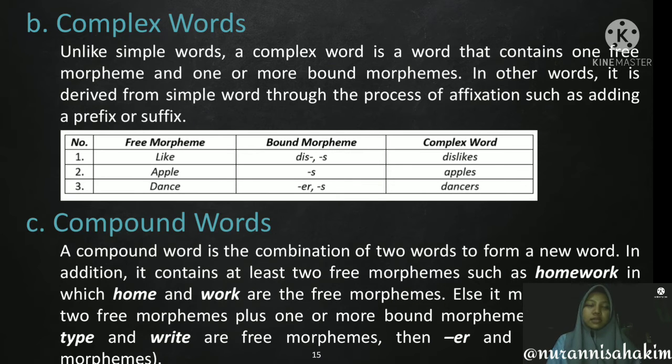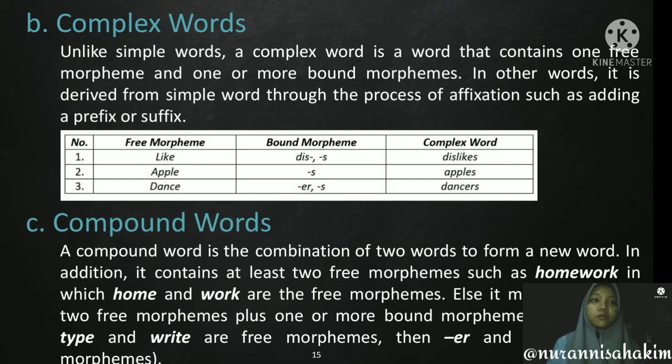The second one is complex words. Unlike simple words, a complex word is a word that contains one free morpheme and one or more bound morphemes. In other words, it is derived from a simple word through the process of affixation, such as adding a prefix or suffix.